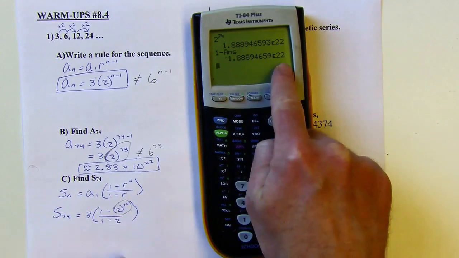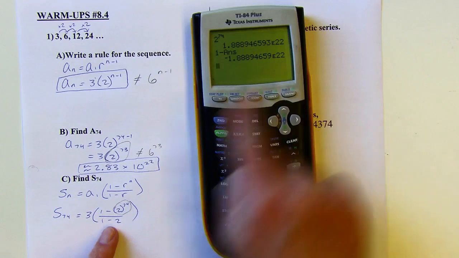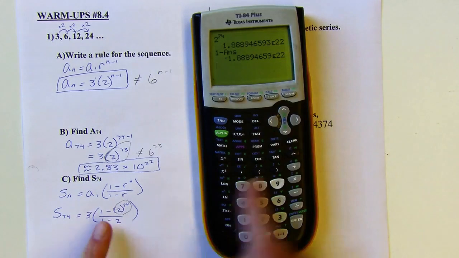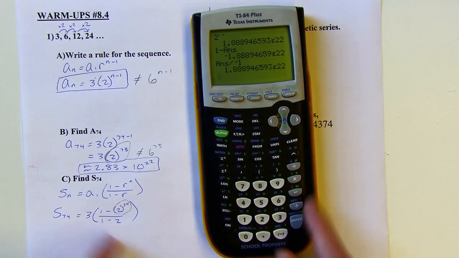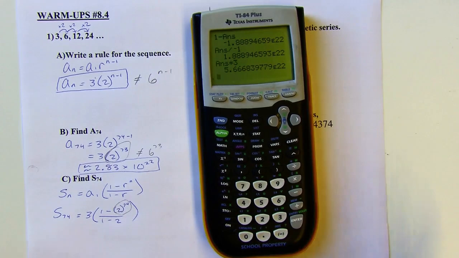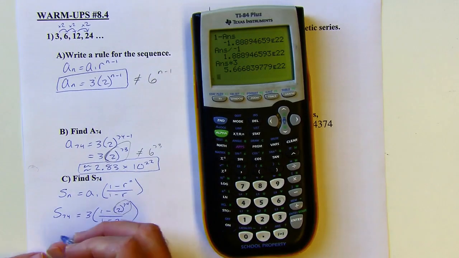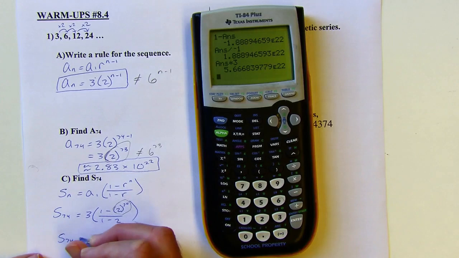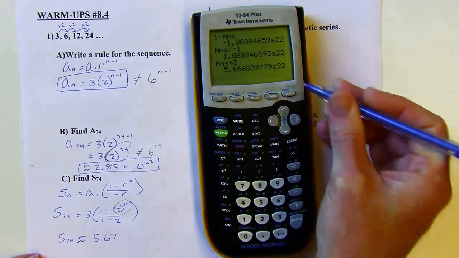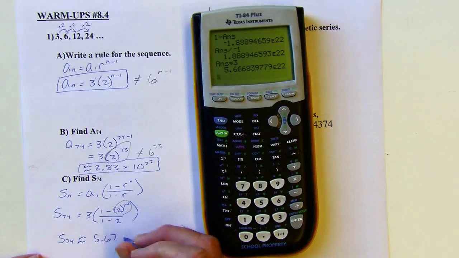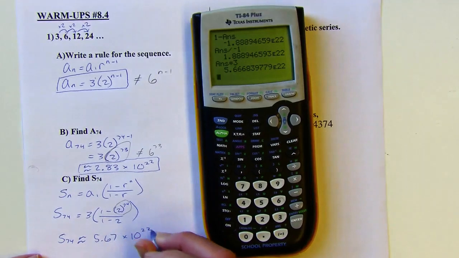This is my numerator. Still in scientific notation. My denominator is going to be -1. So I'm going to divide this by -1. And then the last thing would be to multiply by 3. Okay, I did all that on my calculator, but I didn't round as I went. I was using the long decimals in there as I went. And now I'm going to round this a little bit, so this is going to be about 5.67, heads up, times 10 to the 22nd. Right, that's in scientific notation again.